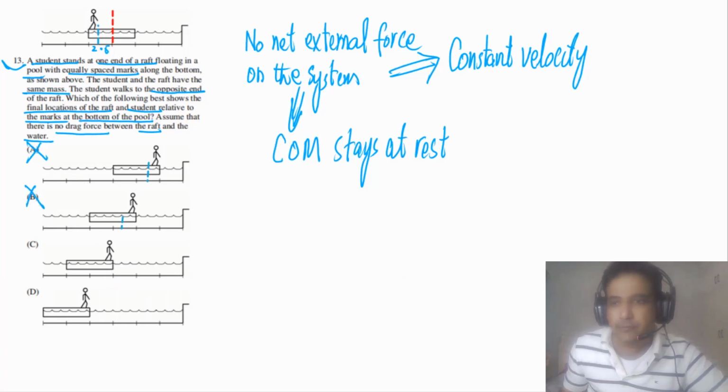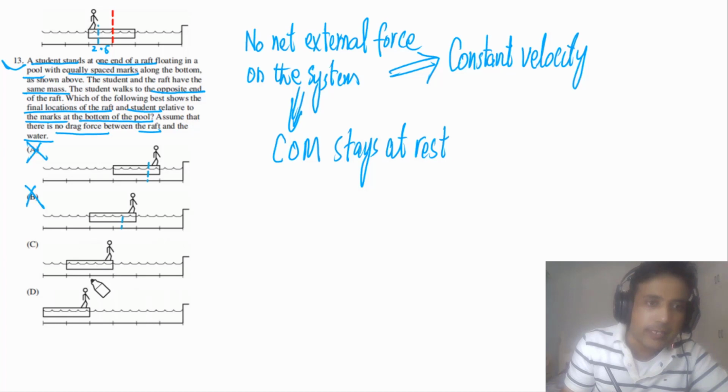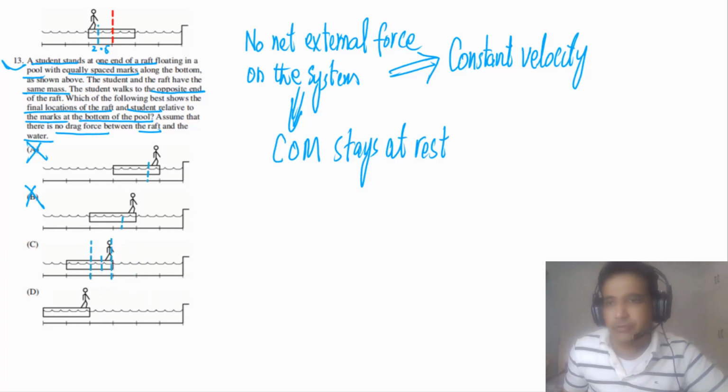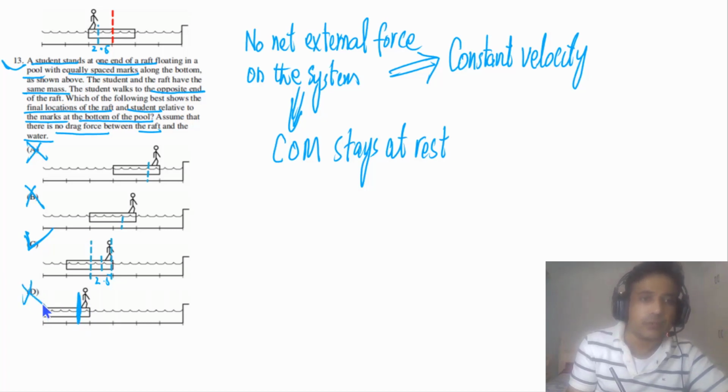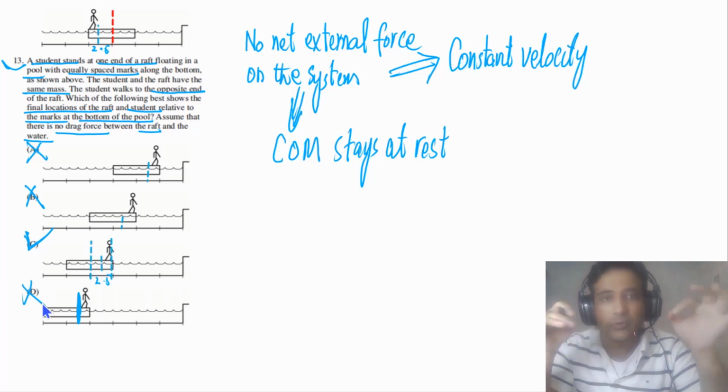If we look at C, we can see the center of mass of the raft is here, and the center of mass of the boy is here. So it is 3. The center of mass of the system will be halfway between these two centers. So it will be here. This answer seems correct because this is also 2.5. So the answer for this question is C. This other option is incorrect because the center of mass in this case is here, and this is 1.5. So this is also incorrect. So this is how you can approach this problem. I hope this question is clear to you.